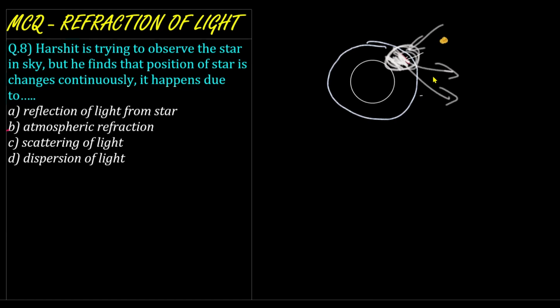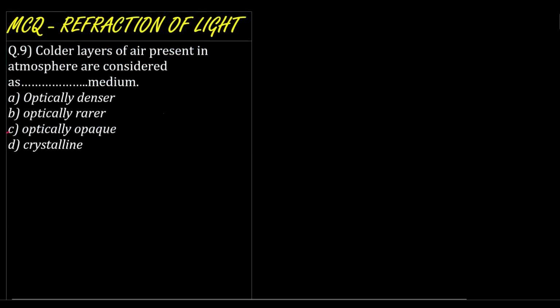So, the correct answer should be what? Atmospheric refraction, right? So atmospheric refraction is the correct answer. This is not scattering of light. Scattering of light is due to particles, when the rays of light pass through particles of different sizes. Dispersion is again not so. Yes, the correct answer is this only, that is option B here.